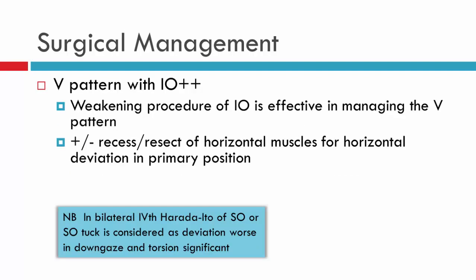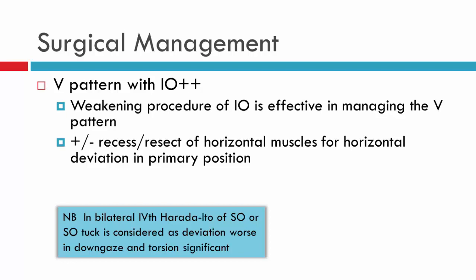So here now we have the scenario where there's a V pattern and there's a distinct inferior oblique overaction. What we would do in this instance is weaken the inferior oblique and then consider if there is a horizontal deviation that also needs to be managed, in which case a recess resect would be performed depending on what procedure is required.